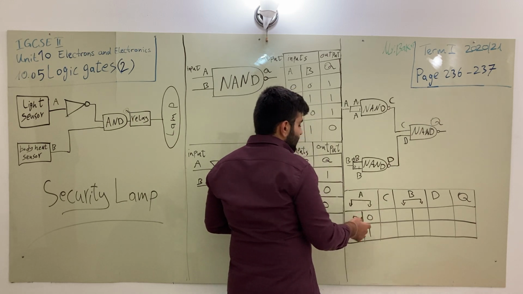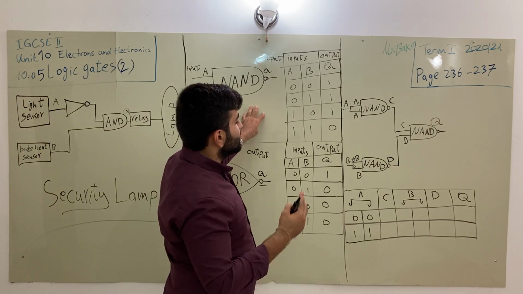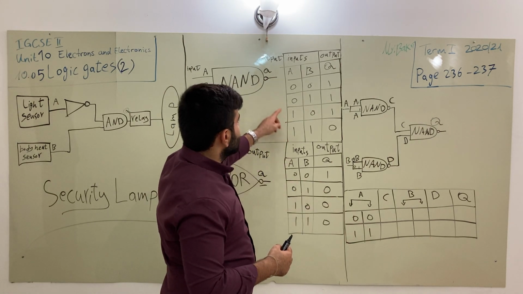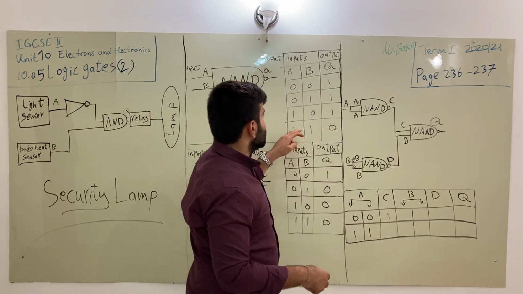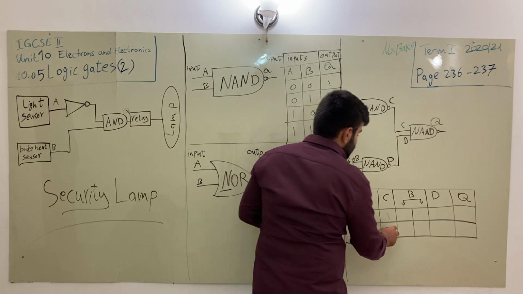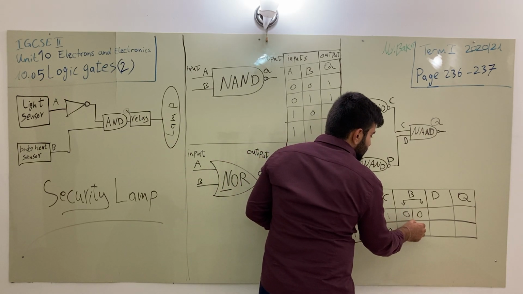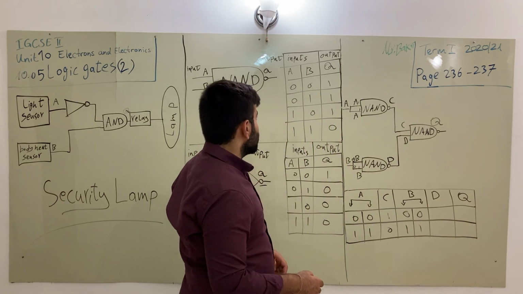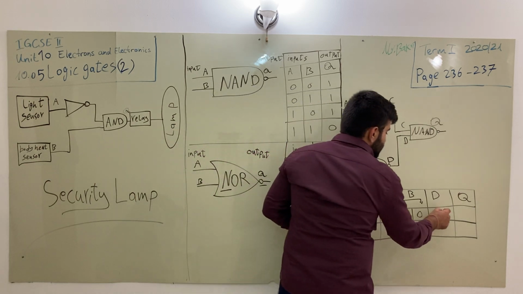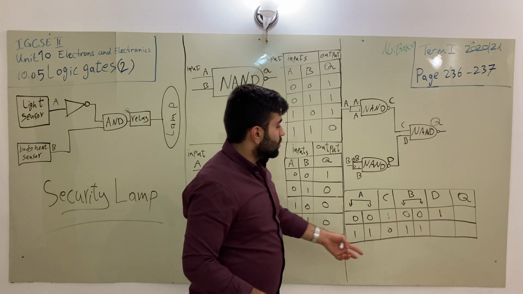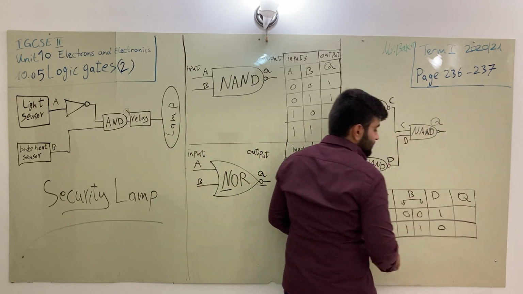So 0 or 1. If I put 0, it's NAND. Let's go to the NAND. So we have 2 cases: 0, 0, 1, 1. When I put 0, 0, it's 1. When I put 1, 1, it's 0. B is the same, whether it's 0, 0, or 1, 1. It's also NAND. Go back: 0, 0 gives us 1, and 1, 1 gives us 0.